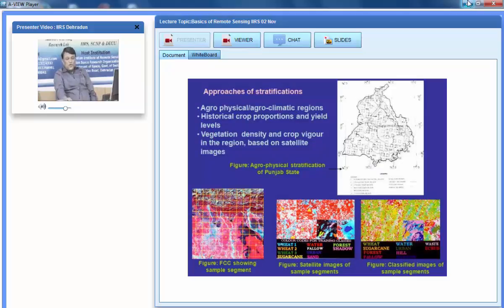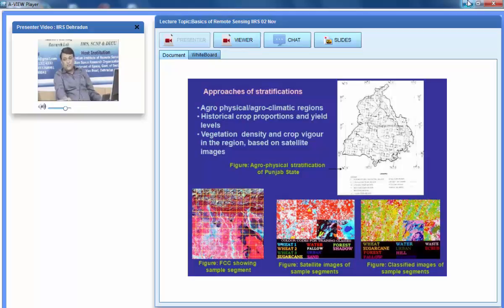So before going into detail about this, stratification is mainly done based on the agroclimatic zones, historic crop proportion and yield levels. Another may also be the previous season health condition, or the agriculture area in the previous season imagery. So stratification is based on different kinds of criteria. Here you see one example where the sample segment is overlaid over the FCC. Then every 5 by 5 kilometer sample segment is extracted.